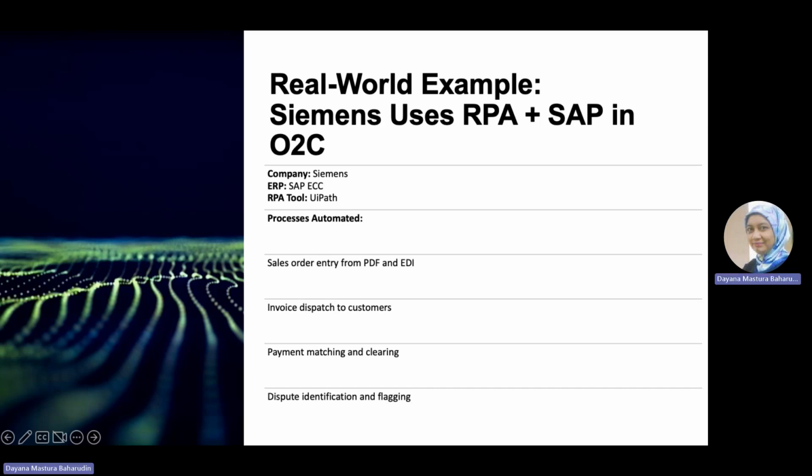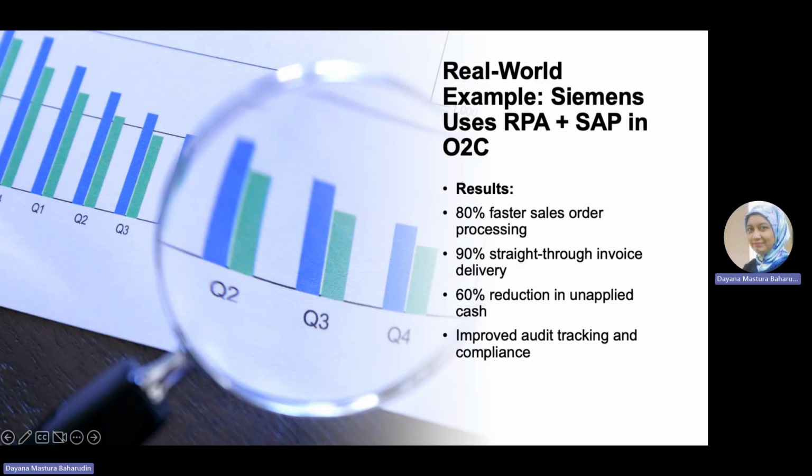Okay, let's have a look at the next one. Real world example, Siemens uses RPA and SAP in O2C. Results, 80% faster sales order processing, 90% straight through invoice delivery, 60% reduction in unapplied cash. Wow. Improved audit tracking and compliance.